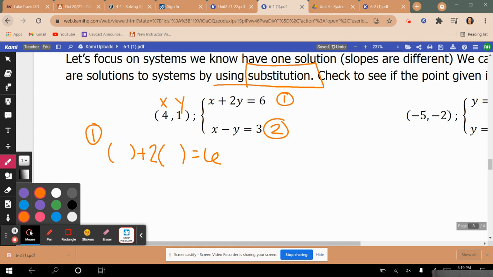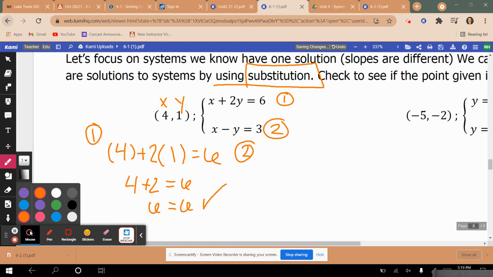Now I'm going to fill in the number that I have for x and y. So my x was 4 and my y was 1. 2 times 1 is just 2, so we have 4 plus 2 equals 6. 4 plus 2 is 6. 6 equals 6. That is true. You're going to put a check mark. Now that you did it on 1, you can do it on 2.